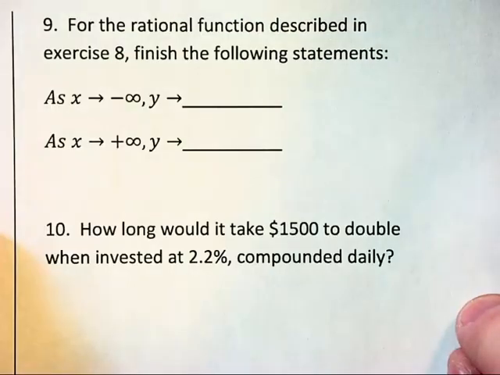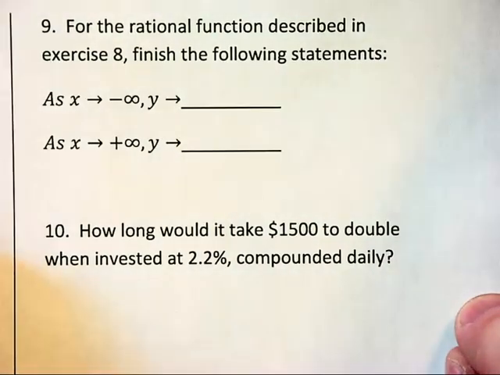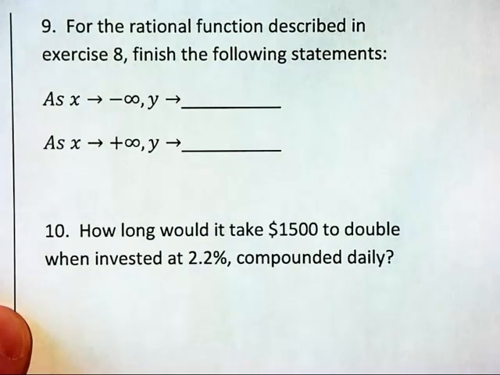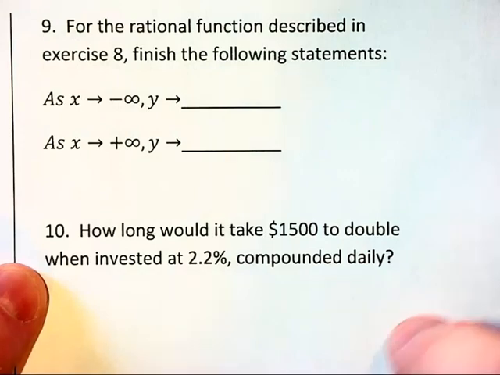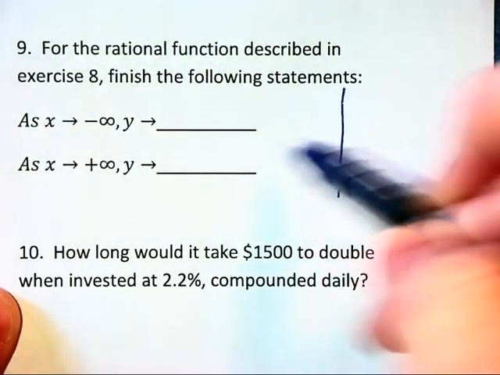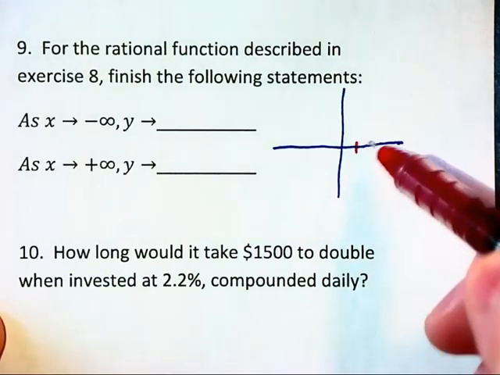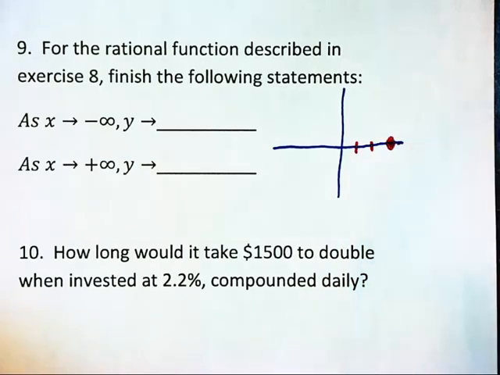Okay. Using the rational function that we just graphed, finish the following statements. Well, we really haven't done the graph yet, so let's take a look at what that graph would look like. I'm going to draw it in a very small way off here to the right. And we had said that we were going to have an x-intercept at 3. So 1, 2, 3 to the right, we have an x-intercept.